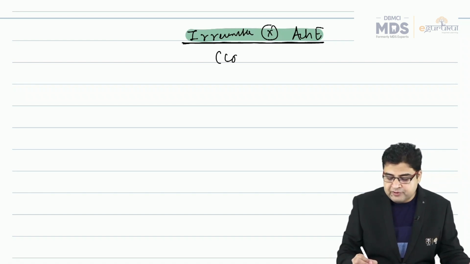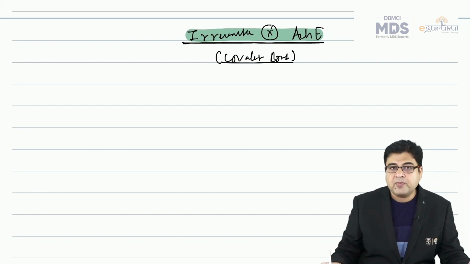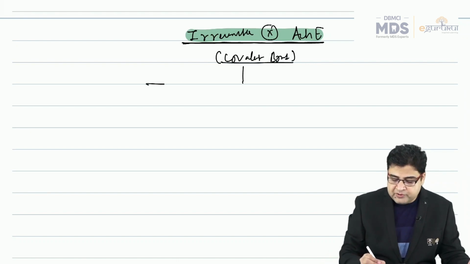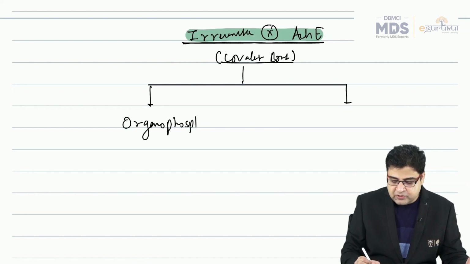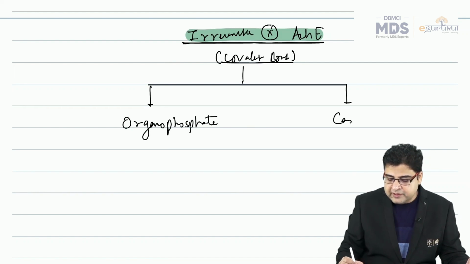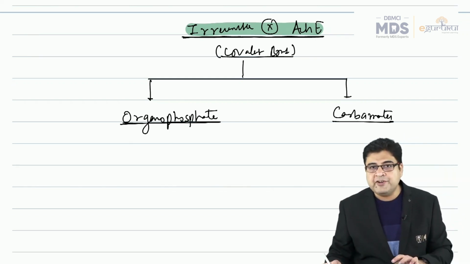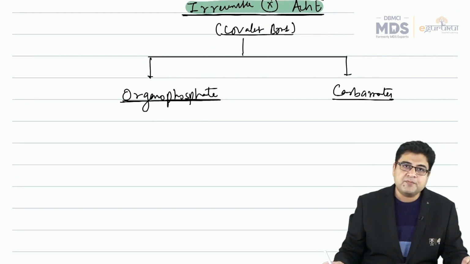So these medicines will form which type of bond? The answer is, the medicines will form a covalent bond. Now again we have two types of medicines over here. The first group is known as organophosphates. The second group is known as carbamates.